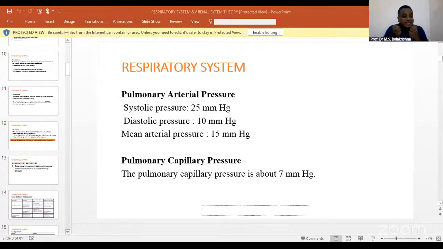So the lower the compliance, the stiffer the lung. It is like a tight one, so the lungs will not expand. This is very important. Stiffer lungs, compliance will be very less.